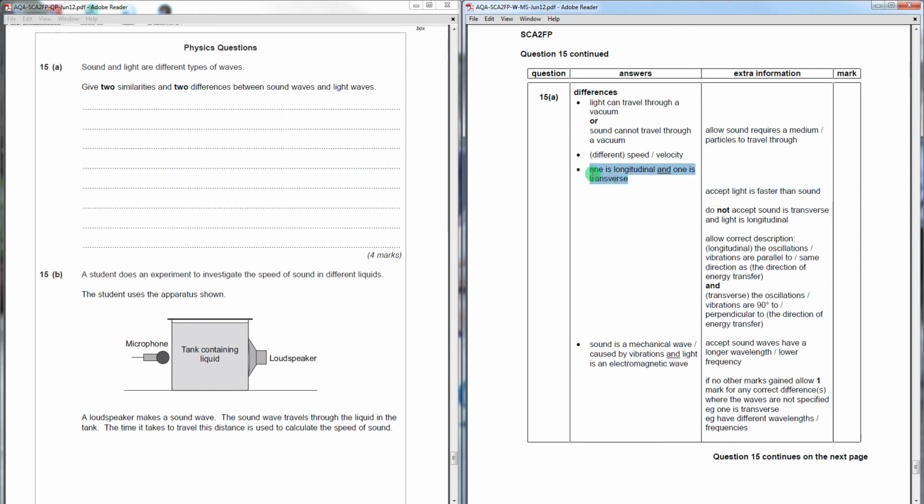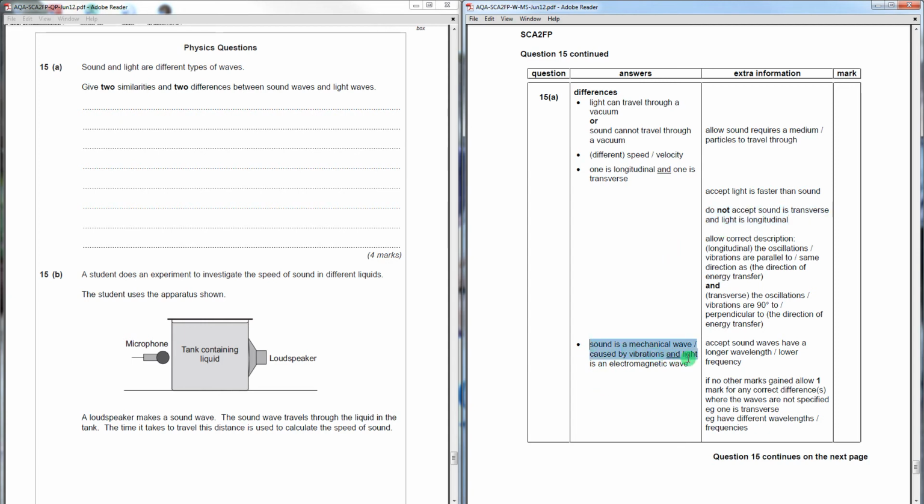You can remember that one is longitudinal and one is transverse, and in fact, if you just said that, that's fine. You don't need to actually match up with which is which. However, if you matched it up and got it the wrong way round, if you said sound is a transverse wave, where the oscillations are at right angles to the energy transfer, and light is longitudinal, where the oscillations are in the same direction as the energy transfer, then you did get that mark wrong.